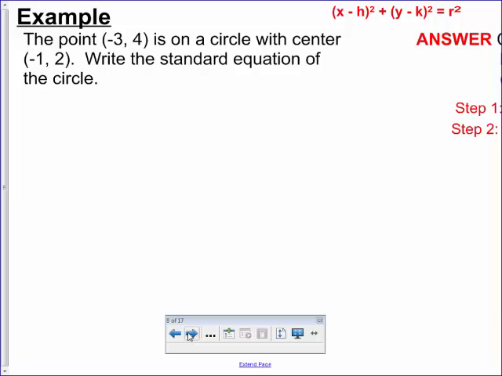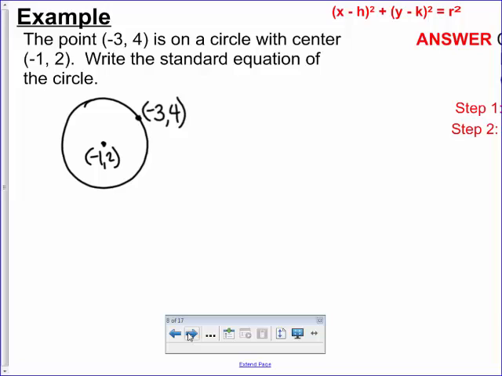All right, now of course it can't just be that easy. Let's go ahead and I'm going to draw out this problem. If it's not drawn out, sometimes it's easier to see what they give you. It says the point (−3, 4) is on the circle. So I'm just going to put it wherever I want right now, (−3, 4). And the center is at (−1, 2).